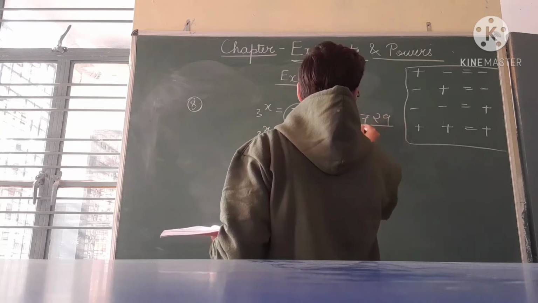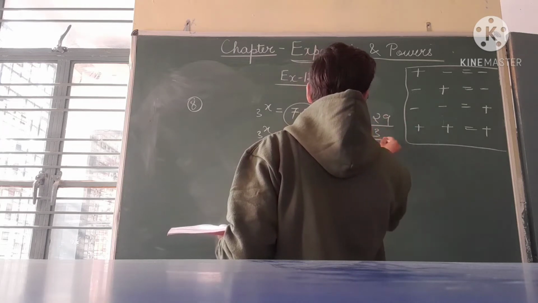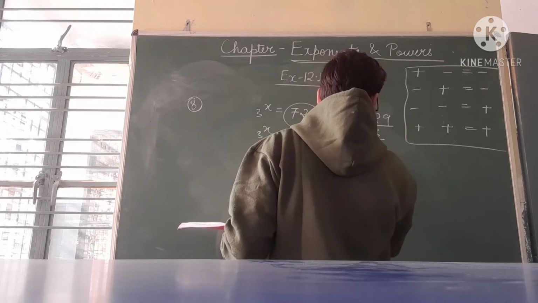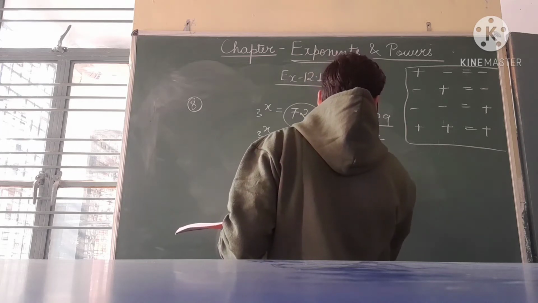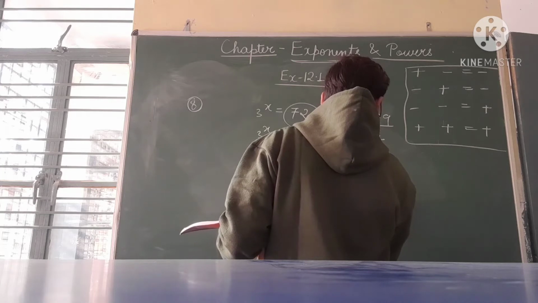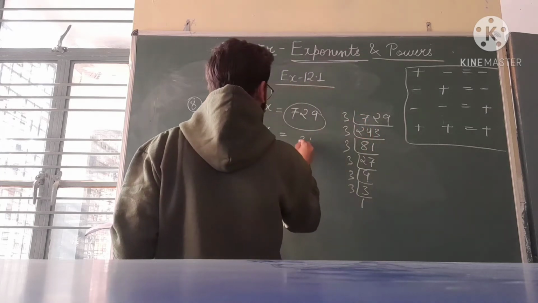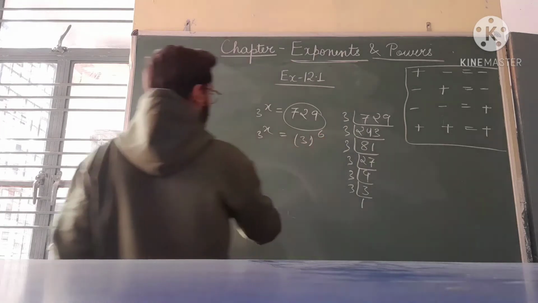Simply, 3 2s are 6, 3 4s are 12, 3 3s are 9, 3 8s are 24, 3 1s are 3, 3 2s are 6, 3 7s are 21, 3 9s are 27, 3 3s are 9, and 3 1s are 3. We get 1, 2, 3, 4, 5, 6, six times. That is, 3 to the power 6 will become like this.